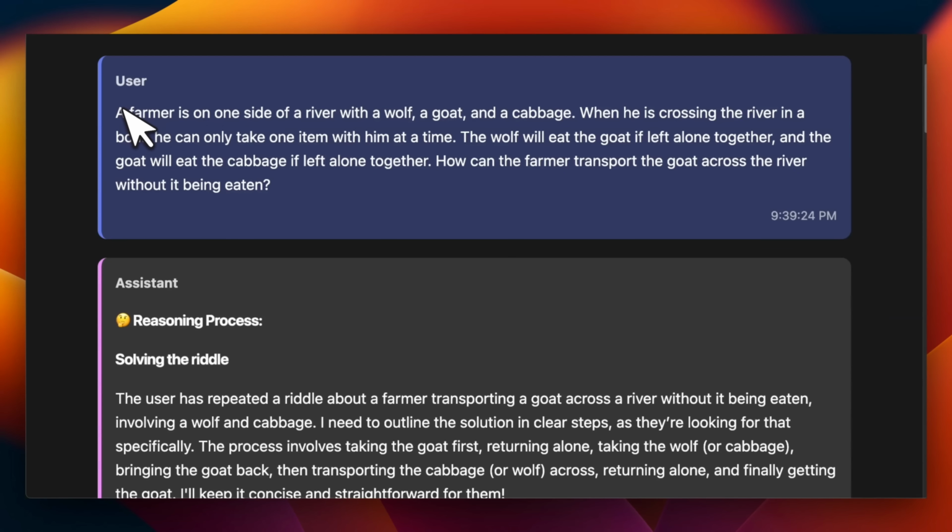And the problem is, a farmer is on one side of the river and he has a wolf, goat, and cabbage. You have probably seen this. The only slight modification is: how can the farmer transfer the goat across the river without it being eaten, right? So we don't care about the wolf and cabbage at all. We only want to transfer the goat.